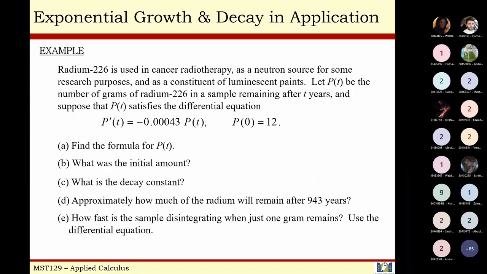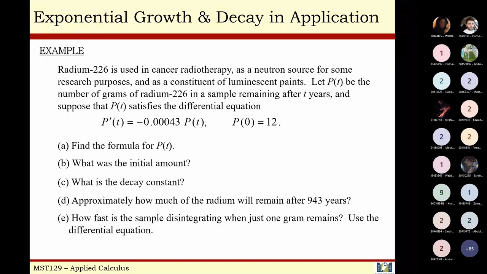طيب، عندي هنا مثال بيقول لي الراديوم 226 is used in cancer radiotherapy as the neutron source for some research purposes. اوكي، هذا قاعد بيشرح عن كيف ينطلق الراديوم اللي هو إشعاع، هذا مشهور راديوم 226.